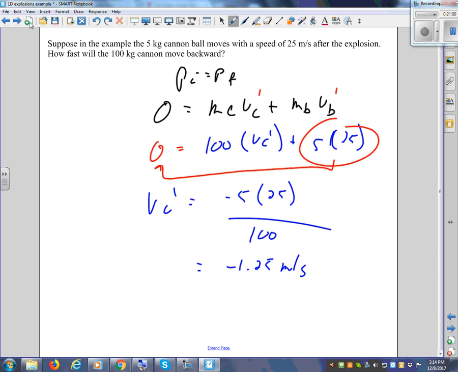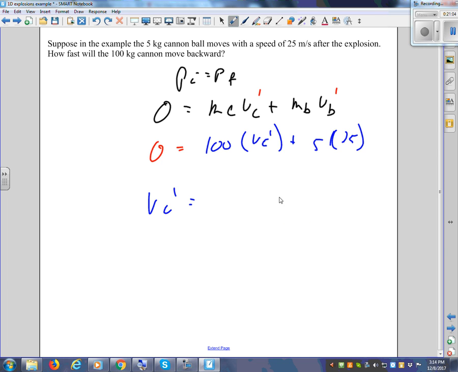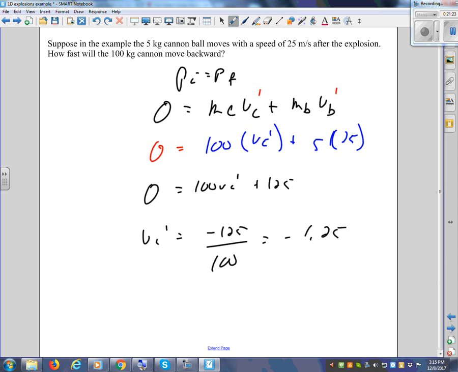Okay, let's do it this way. It's okay, you're not going to have to rewrite it. Yeah, but it's negative 5, right? Plus 125? Yes, yes. And you move it over to the other side. Is that not the same thing? No. Thank you.